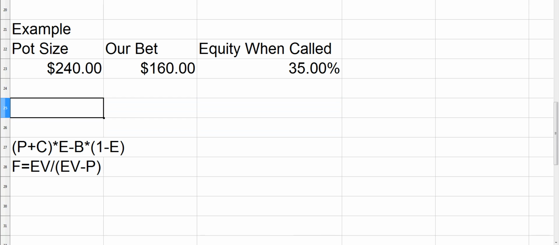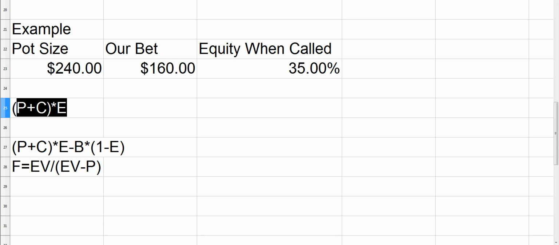Okay, so moving on to example number 2, I've changed the pot size to $240, our bet size to $160, and our equity when called to 35%. So let's first solve for our equity when called.